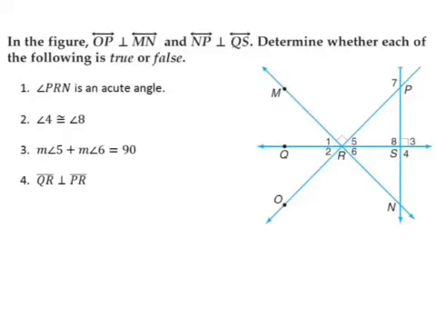Let's take a look at angle PRN. Since it's formed by these 2 intersecting lines, we know that it's actually a 90-degree angle. So this assumption here, that angle PRN is an acute angle, is false.